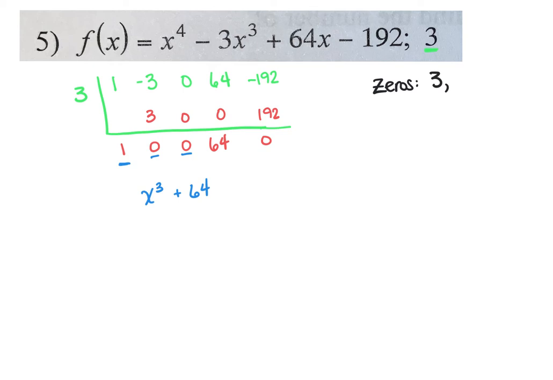All right. I need to find where this is 0. This is a special case. This is a sum of cubes. Yes, sum of cubes: a plus b, a squared minus ab plus b squared. So you do need to know your factoring. All right, so I'm going to factor this guy.